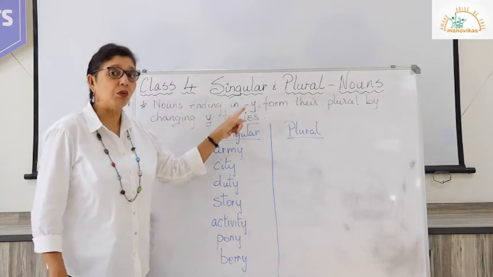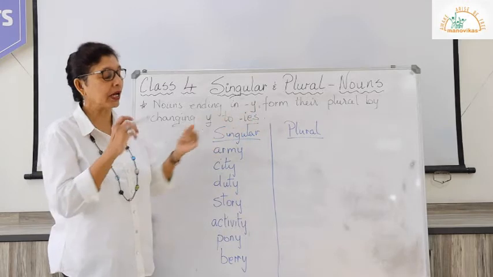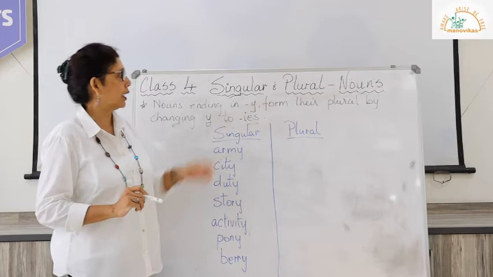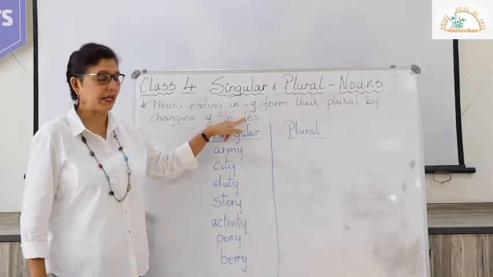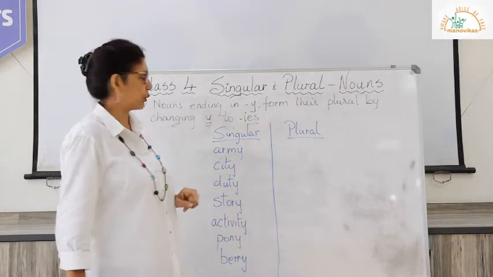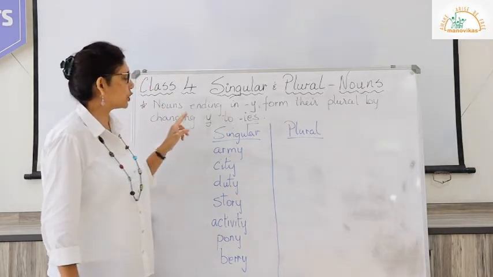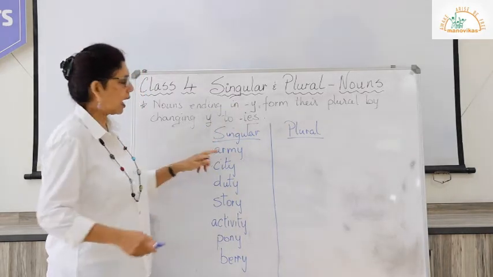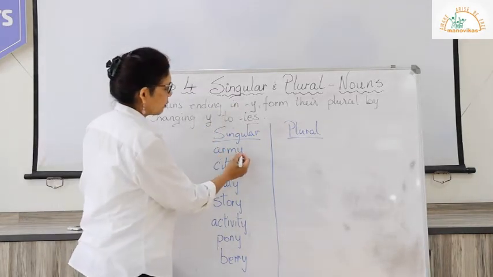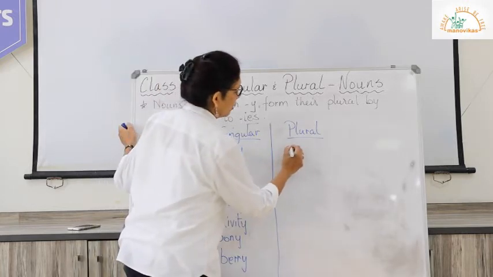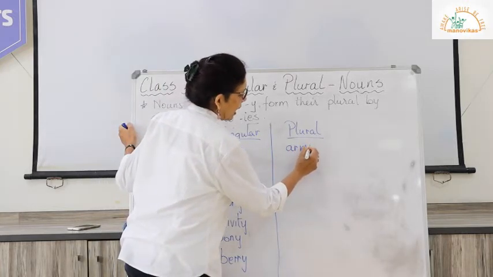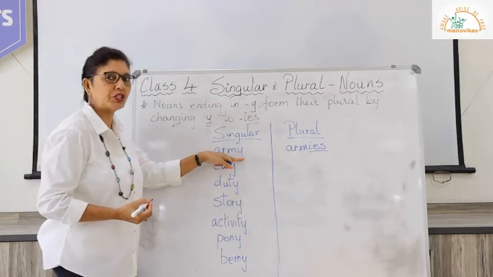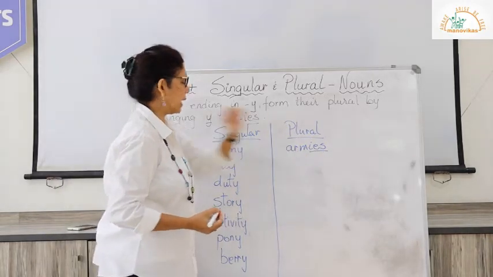Nouns ending in Y. Now we have done nouns ending in S, in SS, in CH, in SH, in X, in O. Now we are doing nouns ending in Y. How do they form their plural? They form their plural by changing the Y to IES. Now let us see. Army. So what do we do? We drop the Y or we change the Y. So the Y won't be there. We add IES.